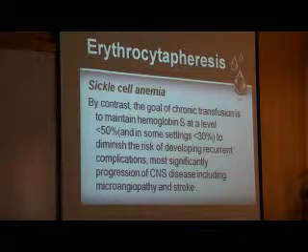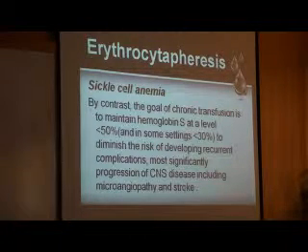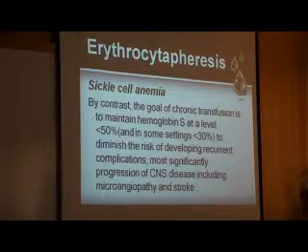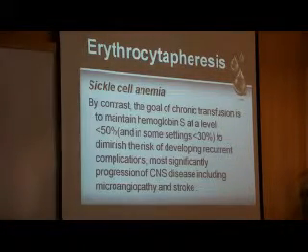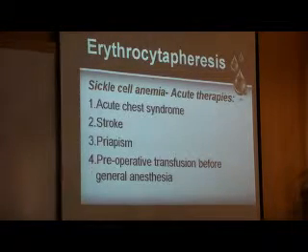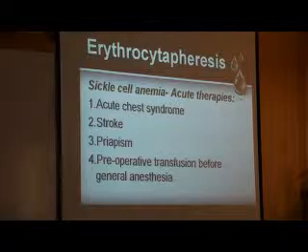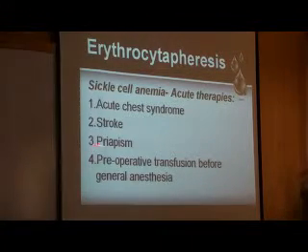The second way is to use it as a chronic therapy, a chronic transfusion regimen, to maintain hemoglobin S below 50%, and in some literature we say that we need to keep it below 30%. This is specifically indicated for patients with previous overt stroke. But the most common are erythrocytapheresis for acute chest syndrome, stroke, priapism, and preoperative transfusion for general anesthesia.